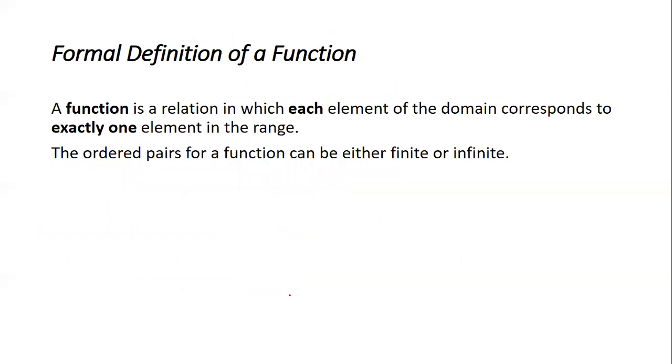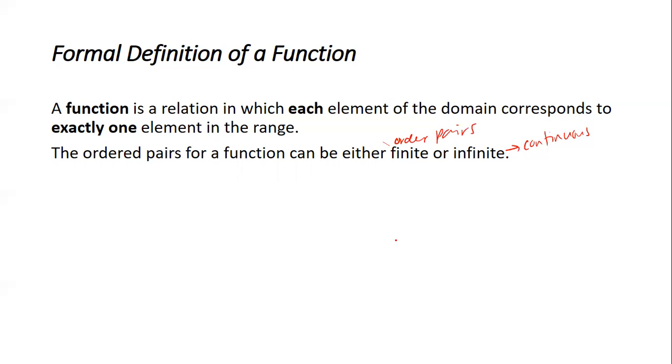All right. So formal definition, you don't have to write it down, but just so that you're in the formal definition, a function is a relation in which each element of the domain corresponds to exactly one element in the range, okay? The ordered pairs for a function can be either finite or infinite. Finite is an example of ordered pairs. Infinite is an example of a graph, a continuous graph, which means that it doesn't have a stopping point, right?